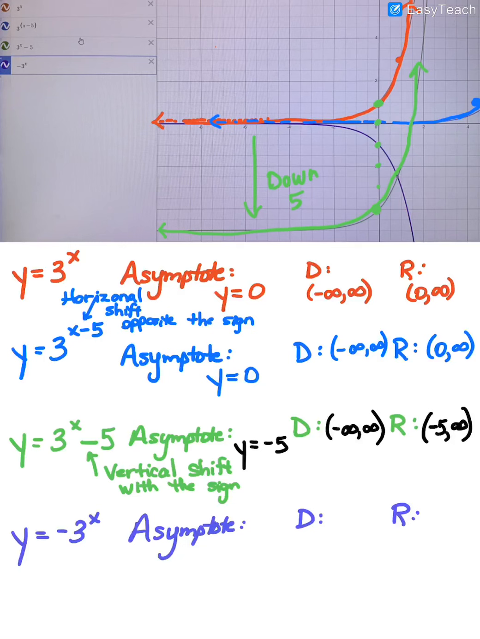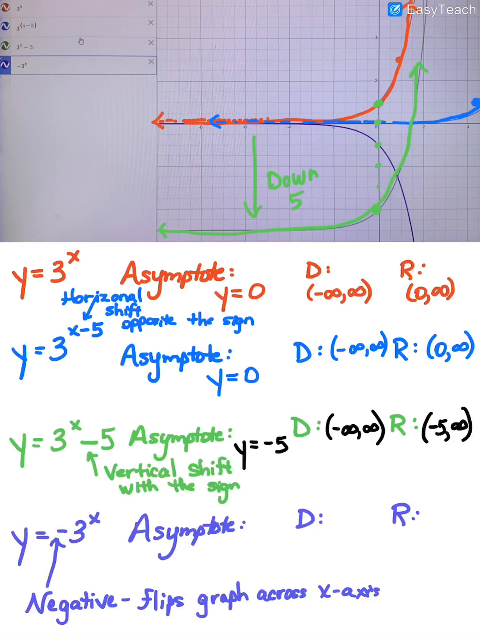Okay, so then finally in purple, we're going to look at what happens when you put a negative sign in front of the function. And what this does in terms of a transformation is that it actually flips your graph across the horizontal axis. So it flips the graph across, in this case, our x-axis. So since it's flipping across, it's not changing your asymptote. Your asymptote is still y is equal to 0.